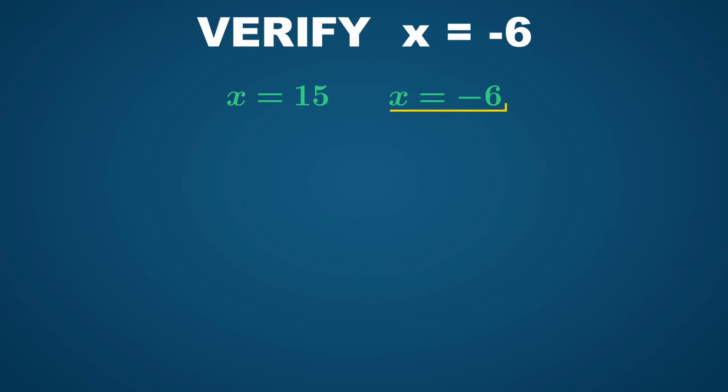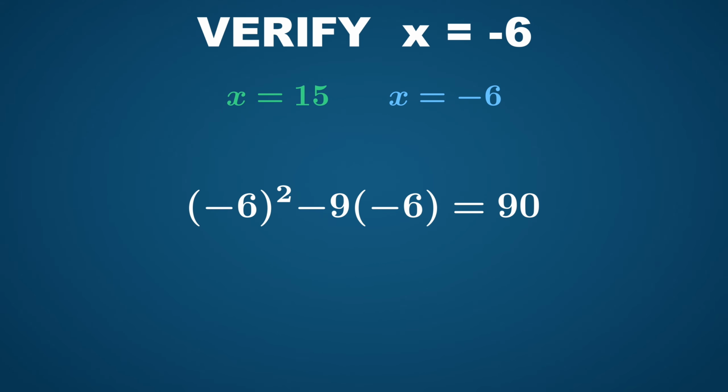Now we need to check the second solution where x equals negative 6. We replace the x variables in the original problem with negative 6. This gives negative 6 squared minus 9 times negative 6. We must be extremely careful with the negative signs in this part of the calculation.